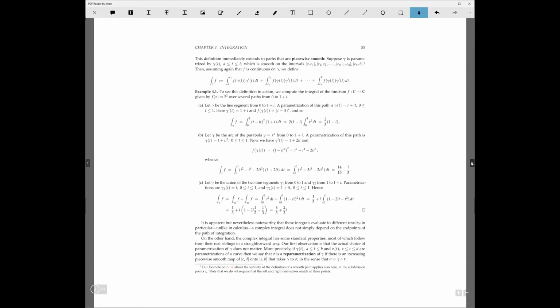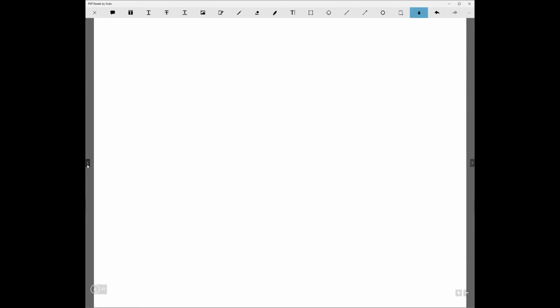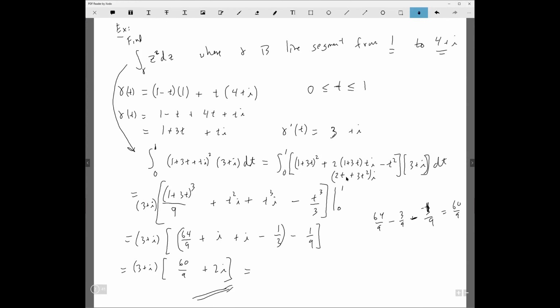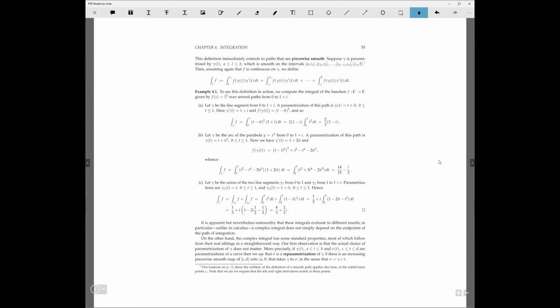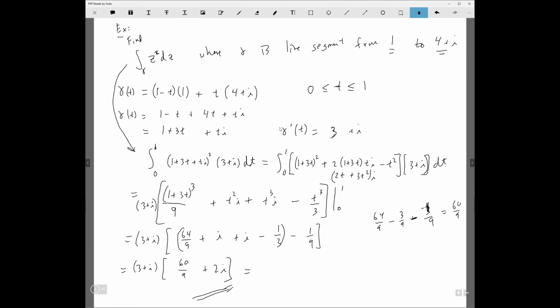Let me do one more example, okay? Oh, I'll do another example in a minute. So once again, this is the formula right here. Now, if we go back to this example right here, there are other ways that we can parameterize the line segment from 1 to 4 plus i. There's lots of different ways that you can do this parameterization.